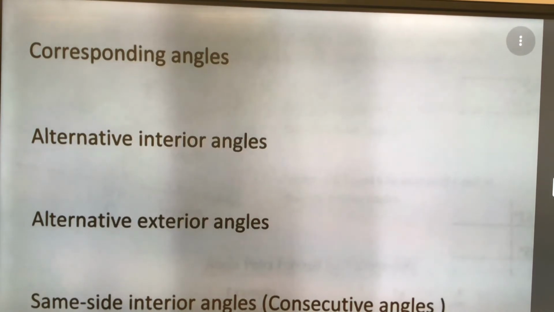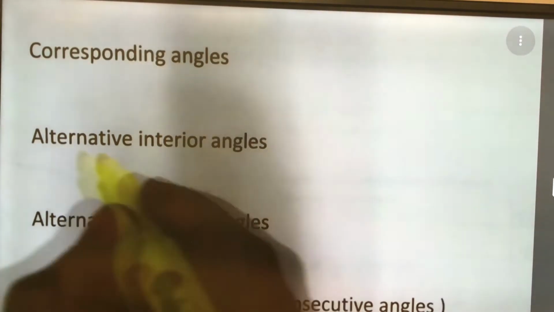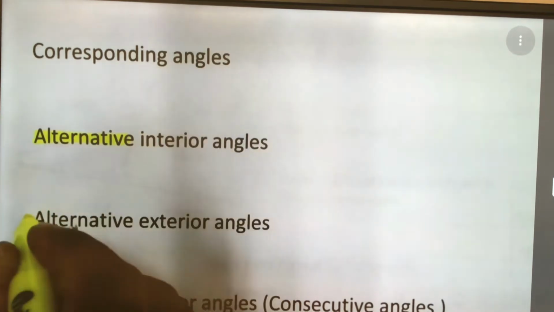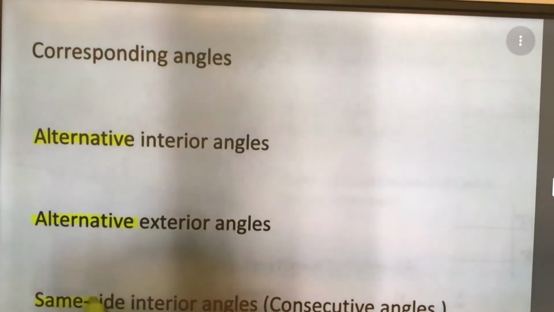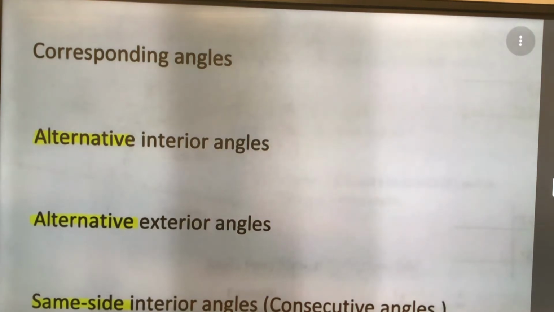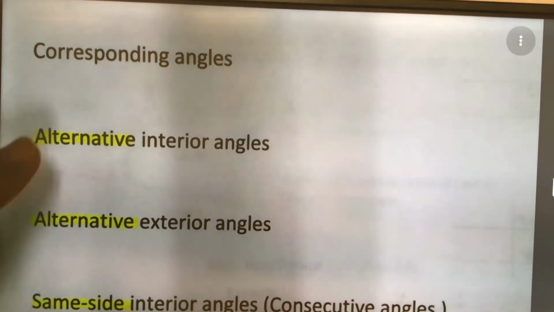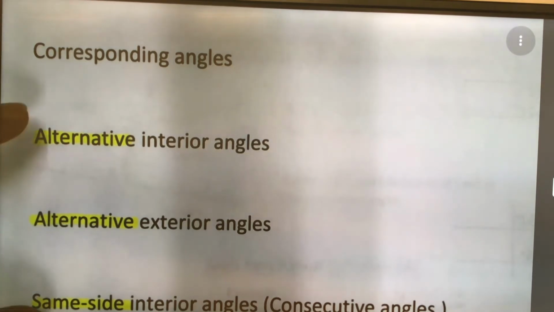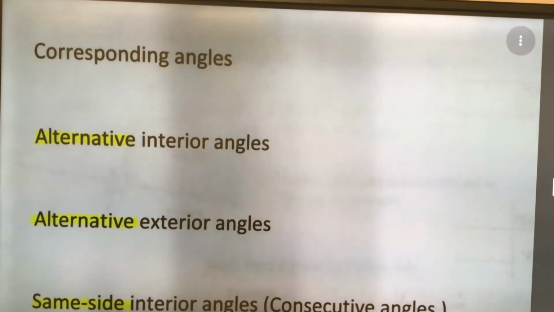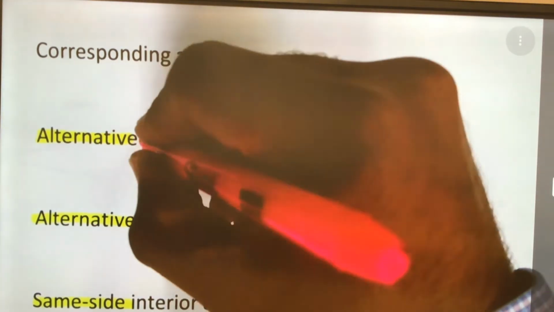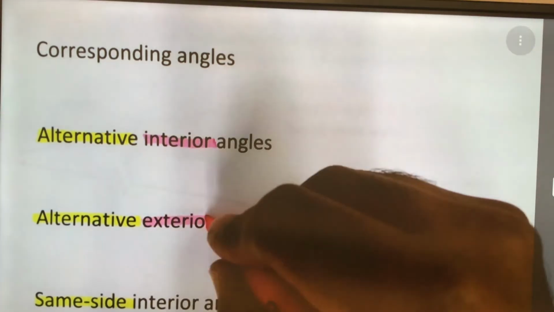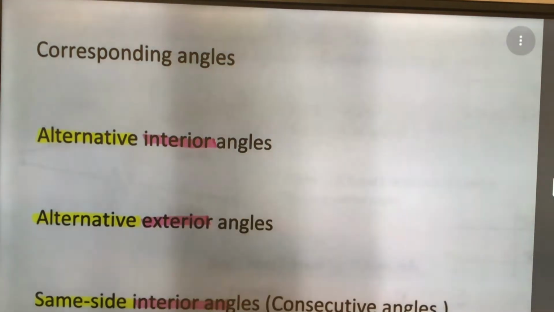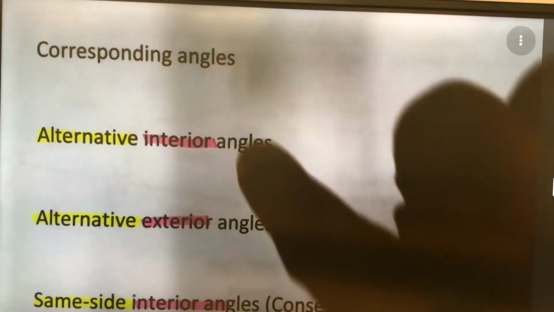How do they name it? The first part of the name, alternate and same side, is based on the transversal line. These words show you on which side of the transversal line the angle is. And the next one, interior, exterior, shows the location of the angle based on the other two lines. The fourth one is the corresponding angle.